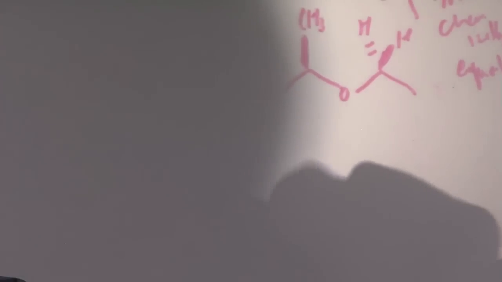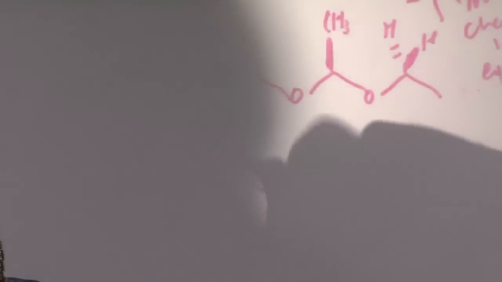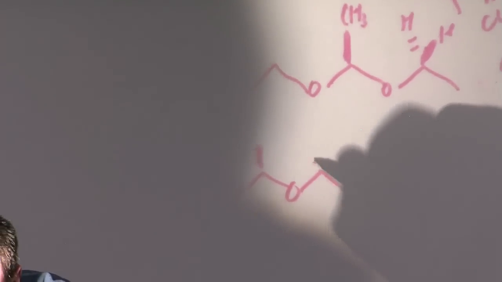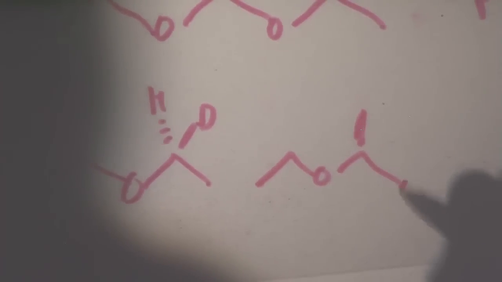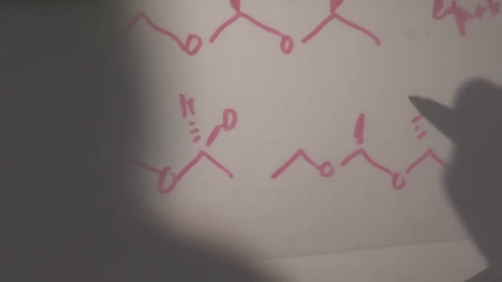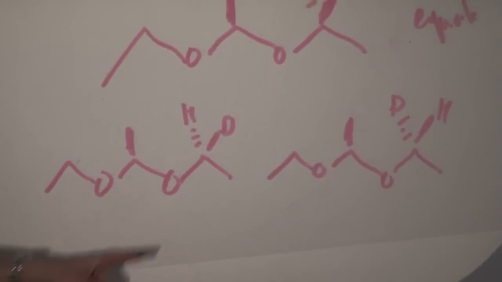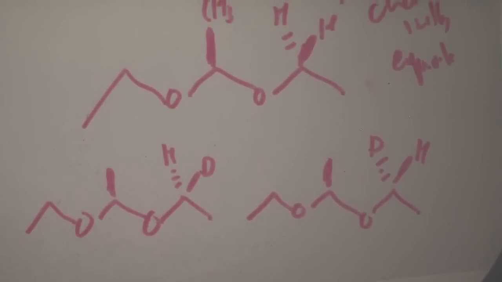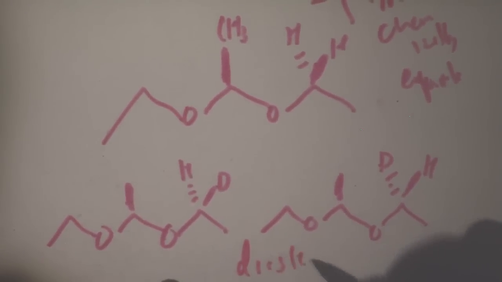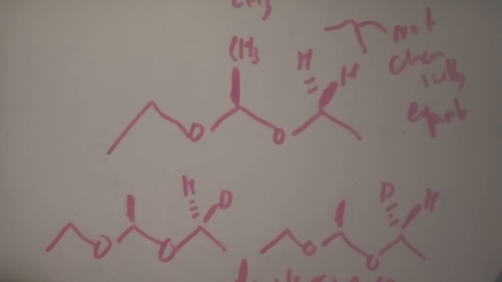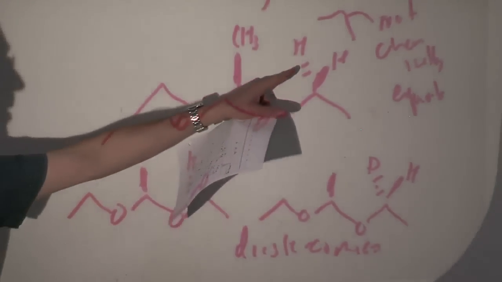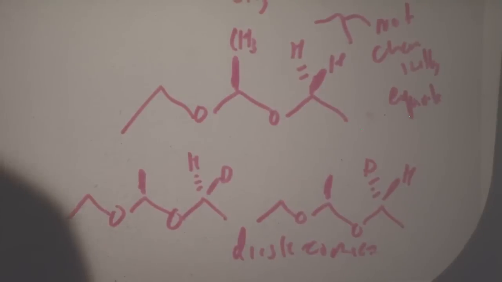Another way to think about it, and I think the easiest way to keep your head on straight, is to think about it rigorously. You imagine replacing one of them with a deuterium, replacing the other of them with a deuterium, and the molecules that you get are diastereomers. In other words, these two protons are diastereotopic.